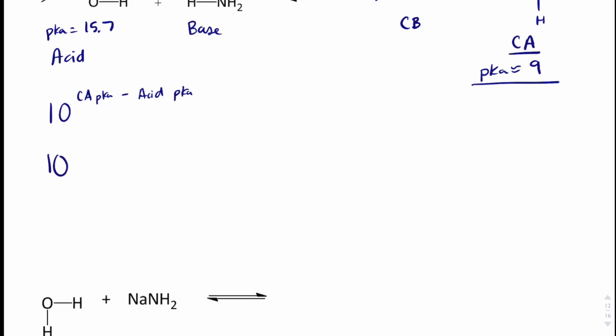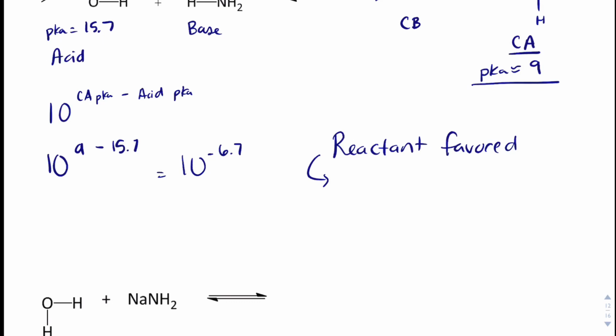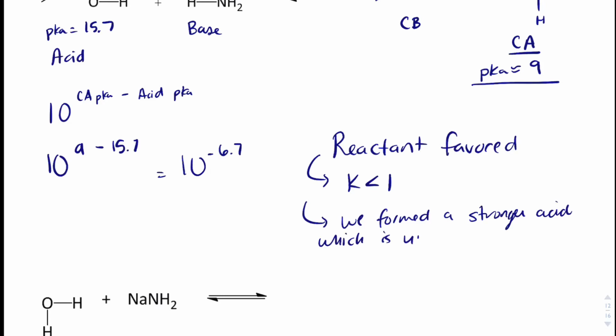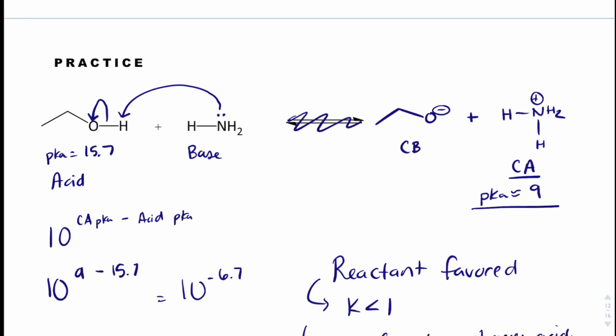Okay, we're going to take 10 to the 9th minus 15.7. We get 10 to the minus 6.7. This will be called reactant favored. You could justify this a couple ways. I would say one way is that K is less than 1. Also, we formed a stronger acid, which is unfavorable. If you want to correct your arrows, what you could do is ignore these, and we would say some of the products are formed, but we mainly form reactants.